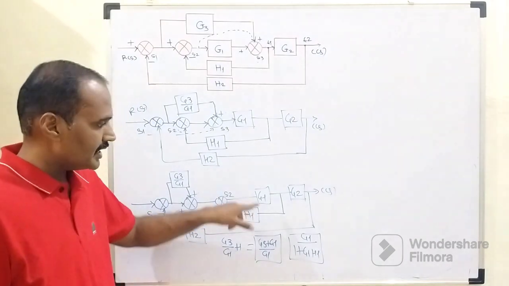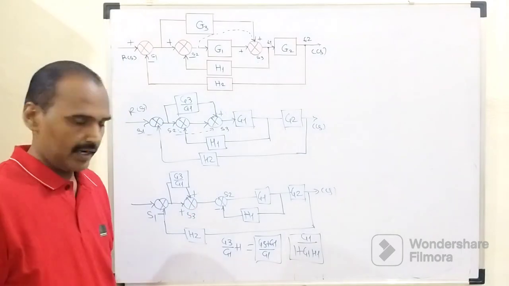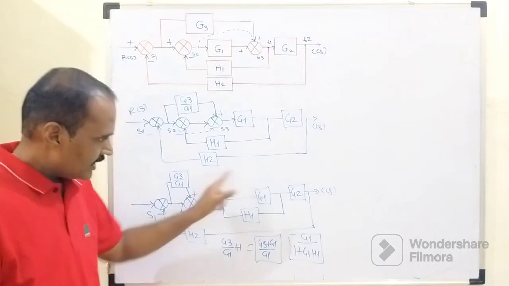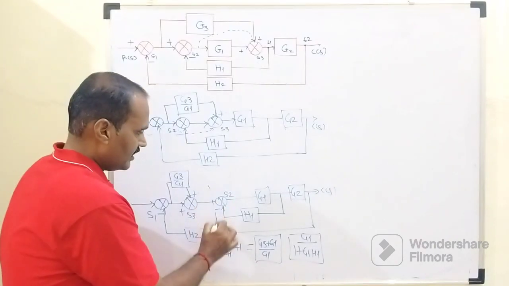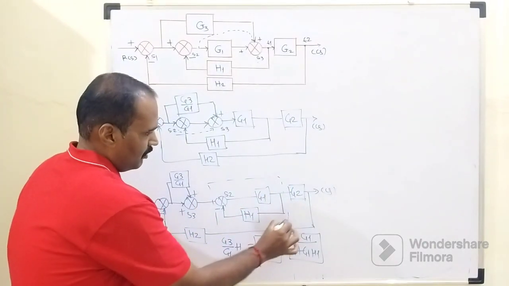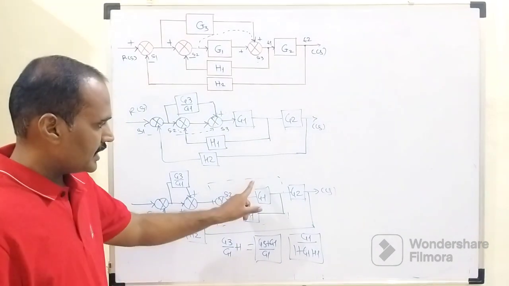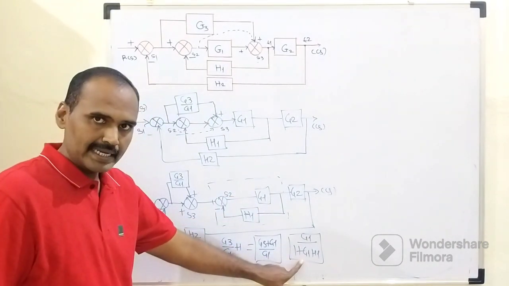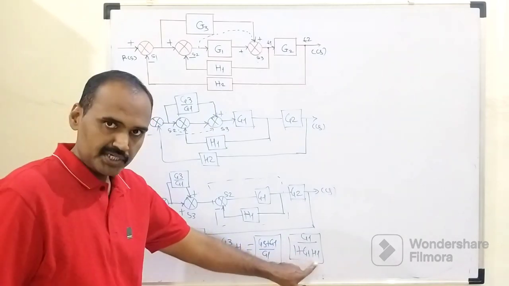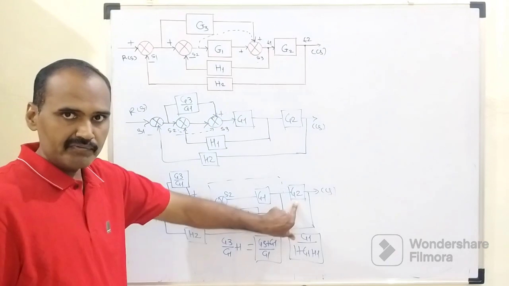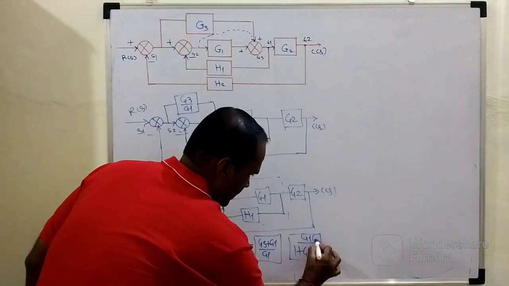So which G do we have here? G suffix 1, and which feedback element? H suffix 1, right? Now once this innermost feedback is eliminated, this whole quantity is to be written within a single block, right? So in the next step, definitely we can say that this newly added block, whose gain is G suffix 1 divided by 1 plus G suffix 1 into H1, is connected in series form with this G2, right? So their gains will get multiplied.